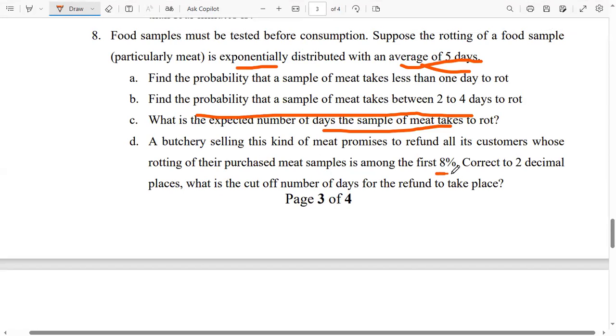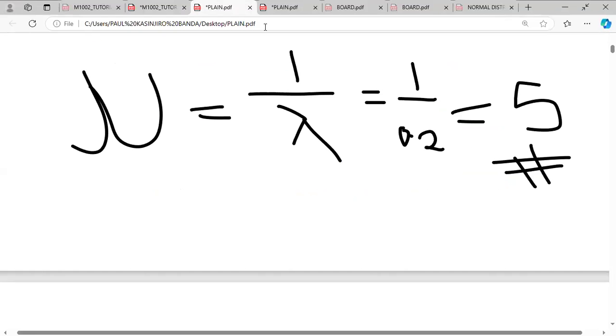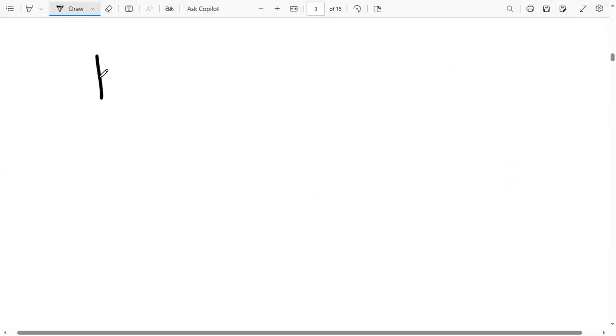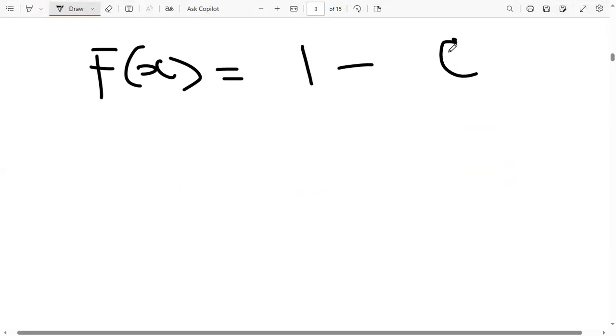So it means this one here is the probability that we've been given, and they want us to find the number of days. Earlier they were giving us days, and we were finding the probability. But here it is the opposite. We've been given the probability, and they want us to find the number of days. We are using the cumulative distribution to find it. It's 1 minus e to the power minus lambda x.